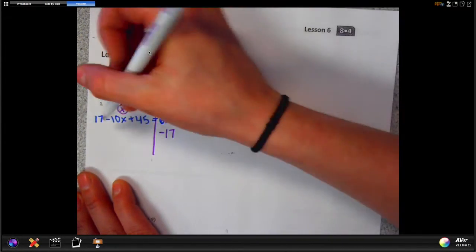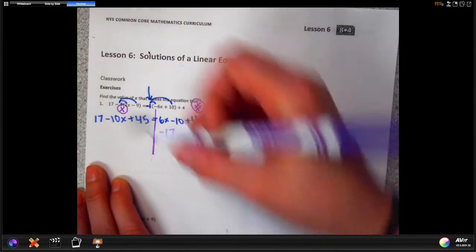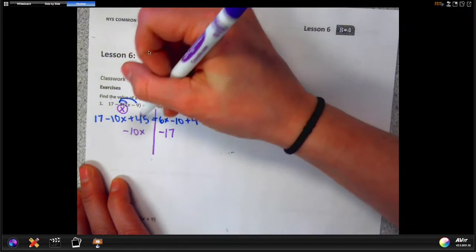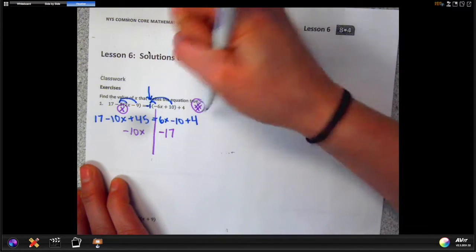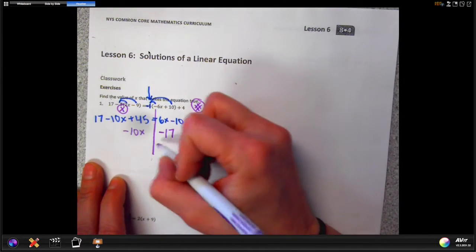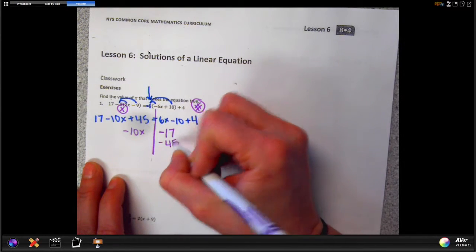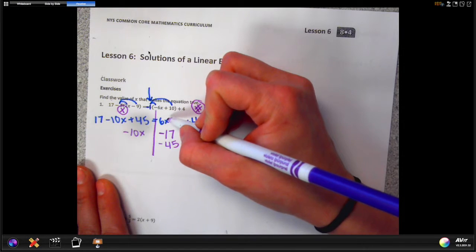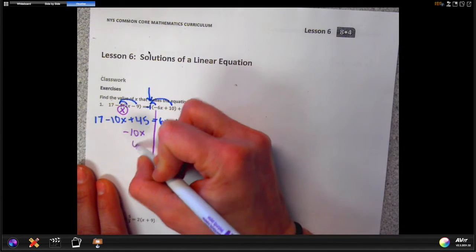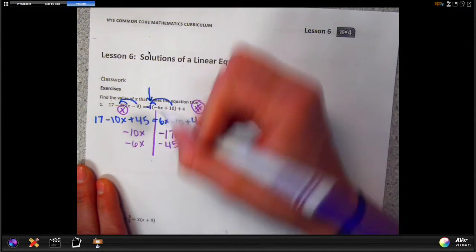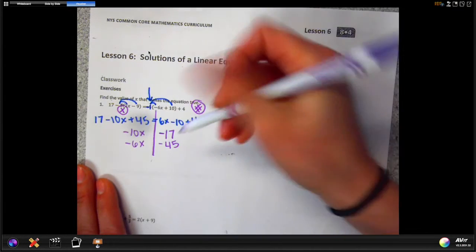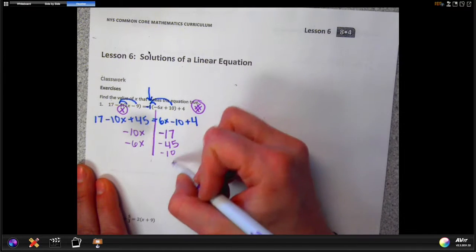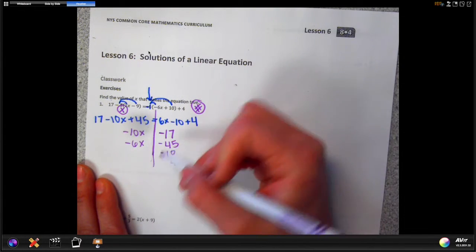X is on the right, so negative 10x stays there, and we're going to keep it negative. 45 is a number, which means it needs to go on the right side, and we're going to make it negative because it crossed the line. 6x is going to go on the left side and become negative because it crossed the line. Negative 10 stays here and stays negative, and 4 stays here and stays positive.